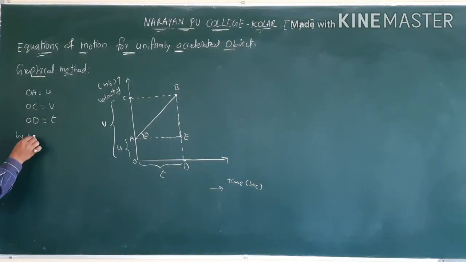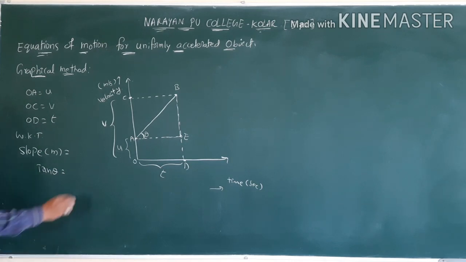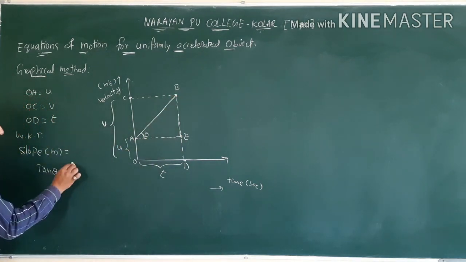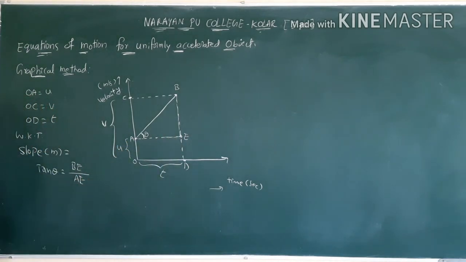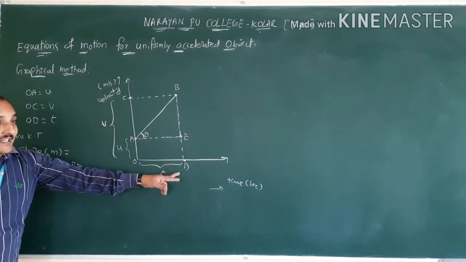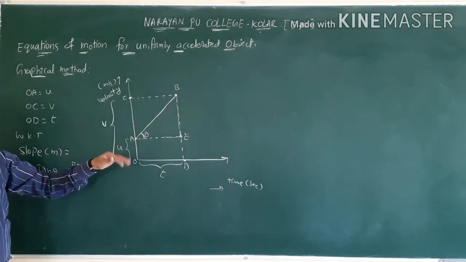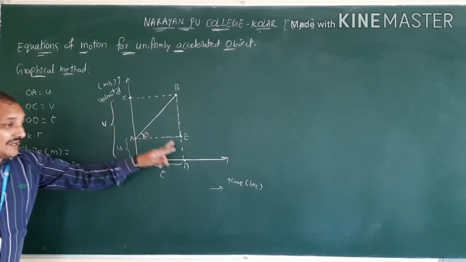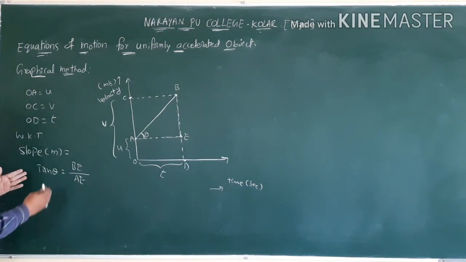We know that the slope of the graph, m, is equal to tan theta, which is the opposite side BE divided by the adjacent side AE. Slope of which graph is this? Slope of the velocity time graph. Already we came to know, we have written it in notes number 1, 2, 3, and I am saying it repeatedly: the slope of the velocity time graph gives acceleration. Therefore, we already have acceleration on the LHS. We will write it at the end.